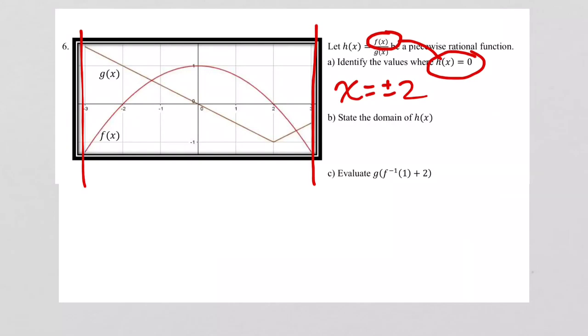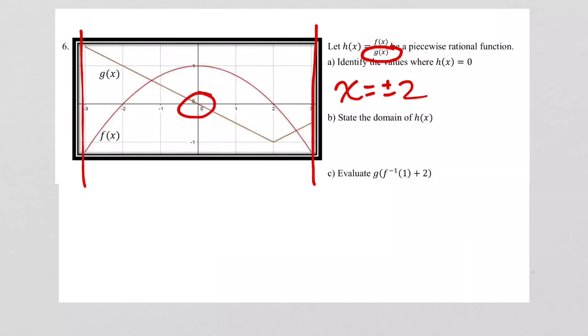Well, we need to remember that this is a rational function, which means we have x values in the denominator. G of x is in the denominator, and we know that you cannot divide by 0. So if g of x is equal to 0 anywhere, we cannot include that x value in our domain. And look, we have a 0 on g of x right there. So we know that the x value 0 cannot be included in our domain.